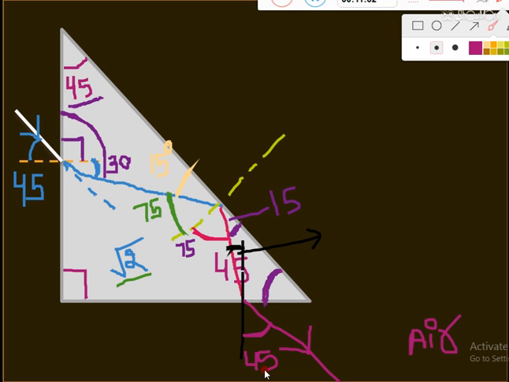I think this is the complete solution. If any student is facing a doubt, then he or she can ask. The last angle was 120 degree, and when we draw the normal, then the incident ray will make a 30 degree angle with the normal.